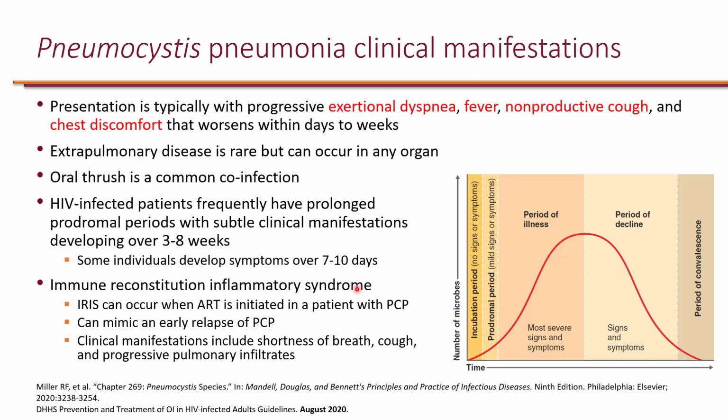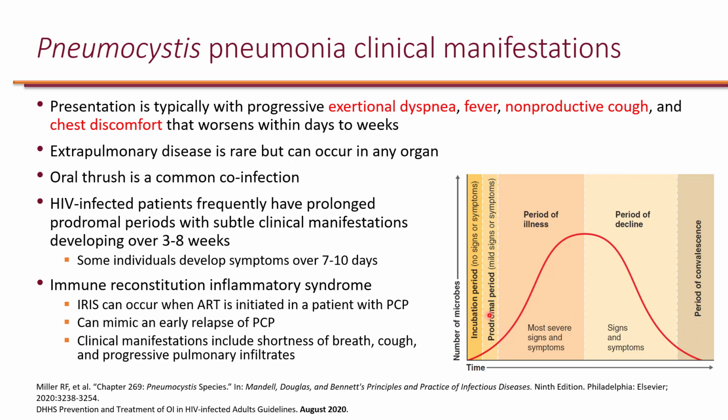So the clinical manifestations include exertional dyspnea as well as fever, non-productive cough, and chest discomfort, which worsens over days to weeks. Now, this is a progressive disease, so the prodromal period can extend from 3 to 8 weeks. In general, for any infection, the initial phase is the incubation period, followed by the prodromal period where you have mild signs and symptoms, then a period of illness, followed by a period of decline, as well as a period of convalescence.